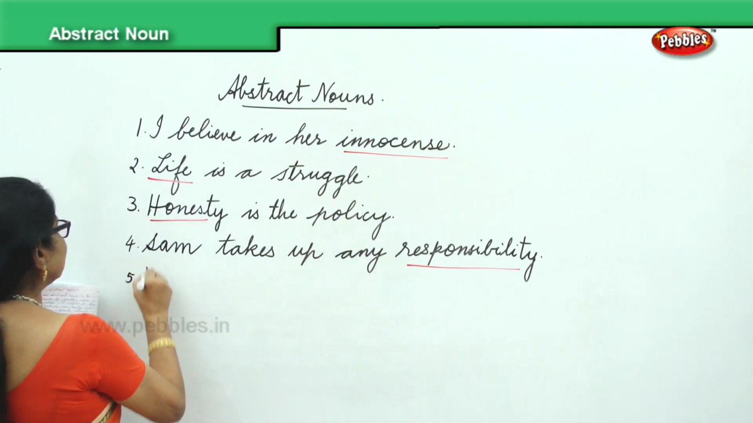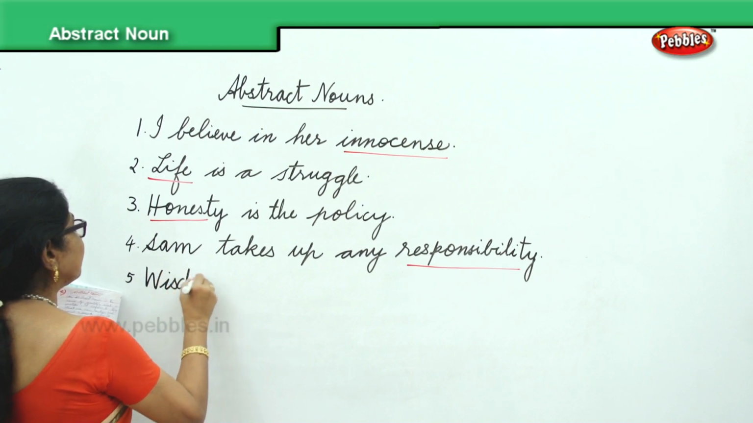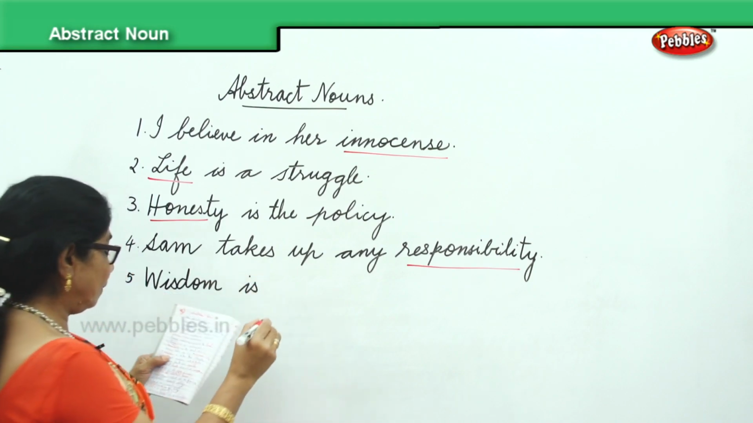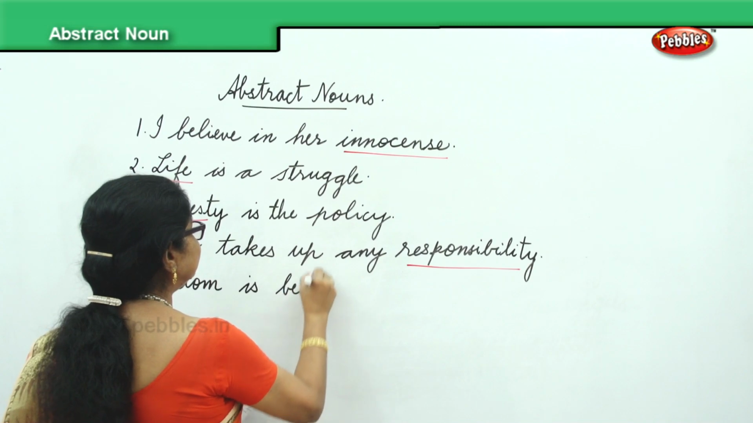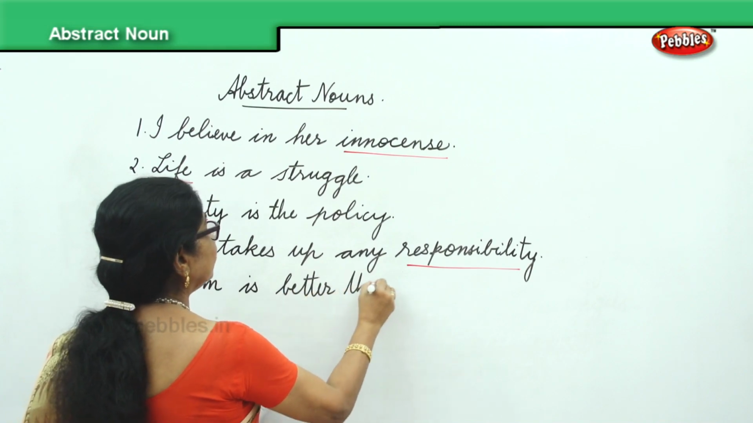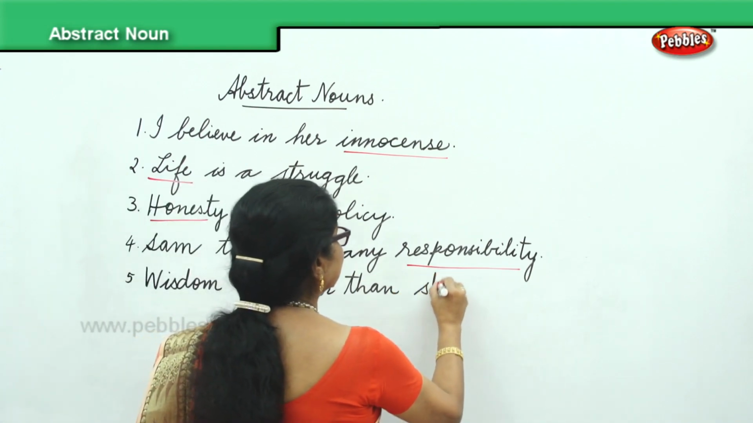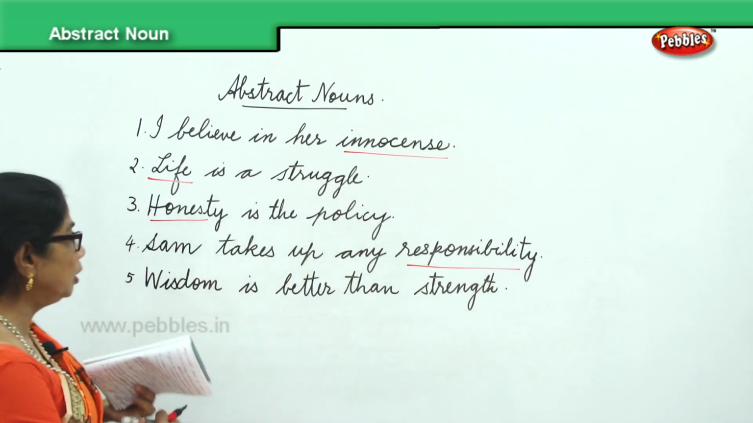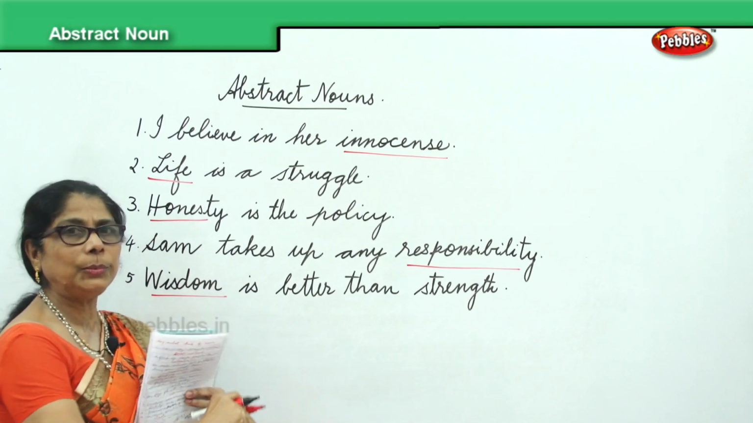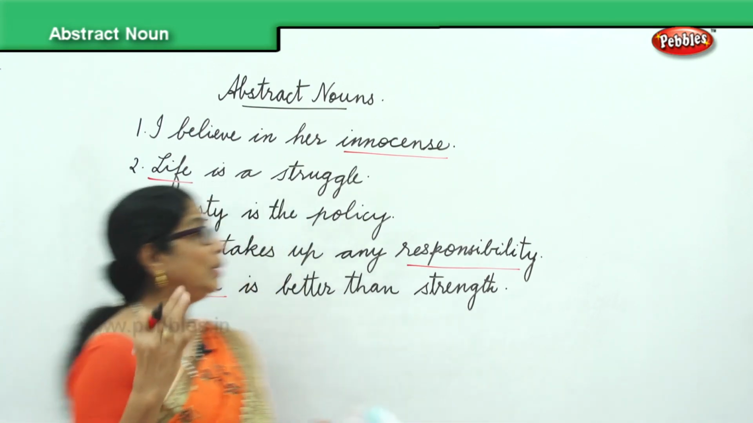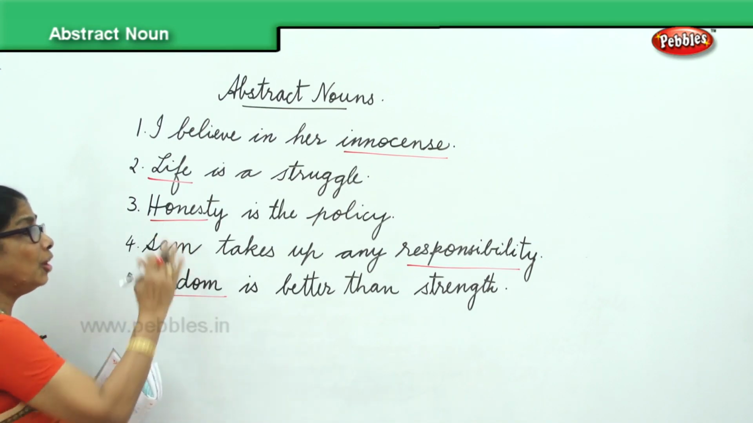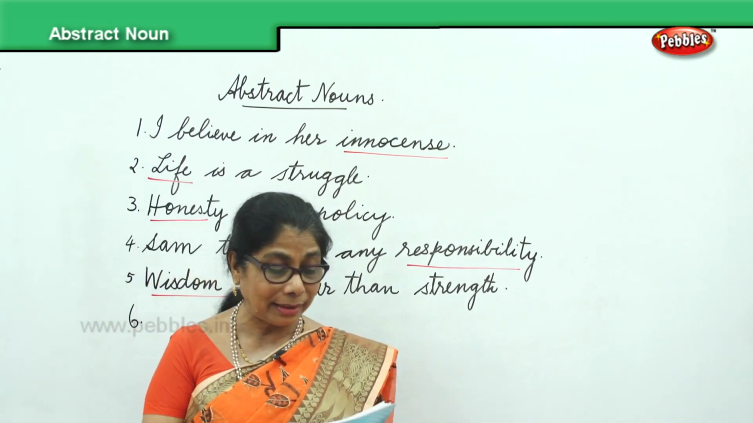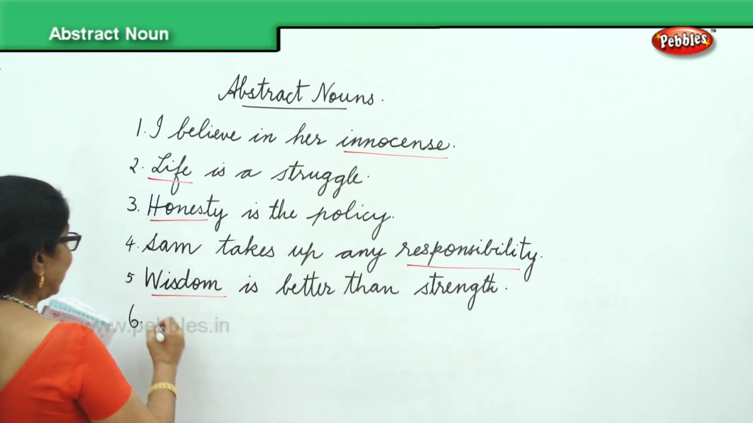Wisdom. A wise person. Wisdom is better than strength. Better to be wise than to be strong. So here you have wisdom. Can you see wisdom? Can you touch, feel? No. So wisdom, innocence, life, honesty, responsibility, all these are abstract nouns.